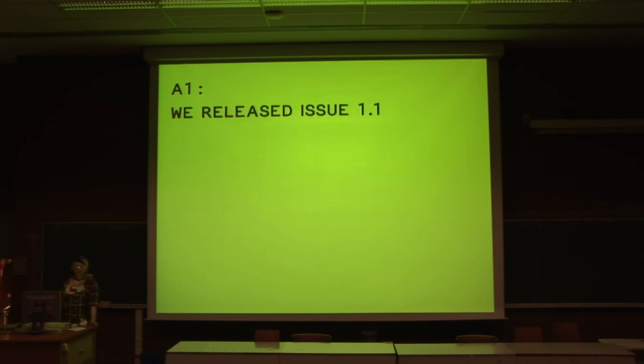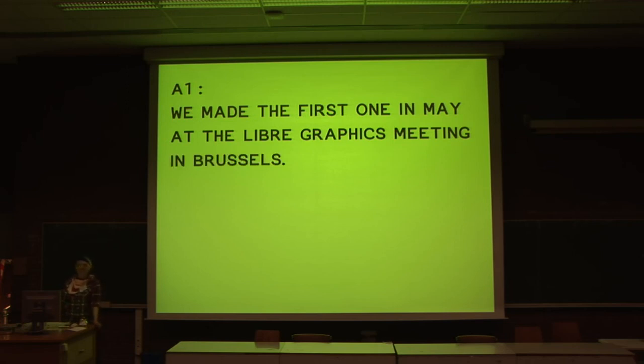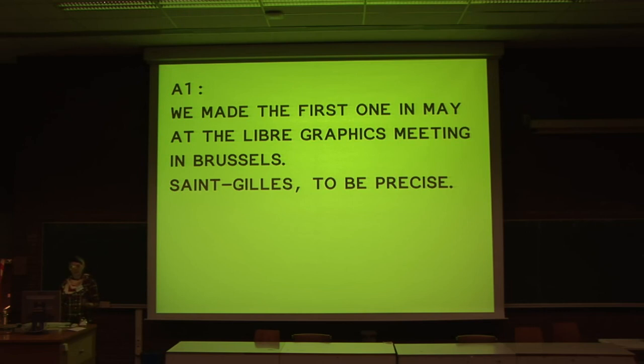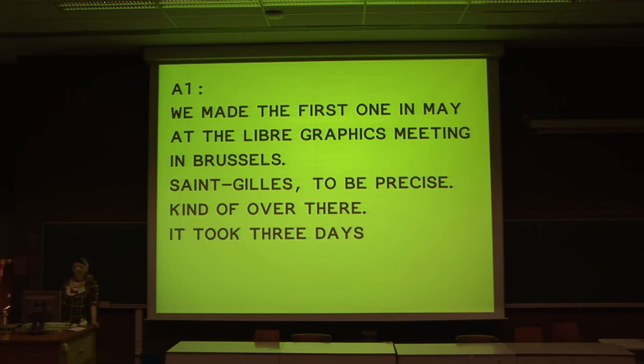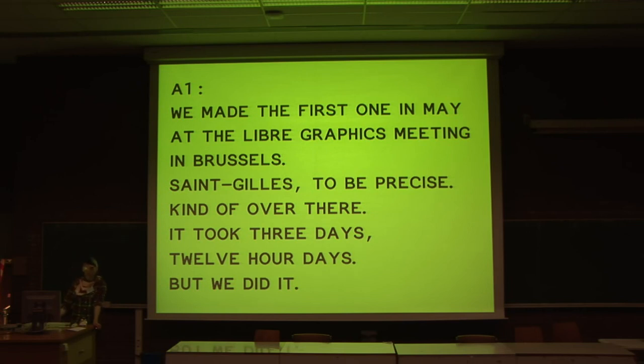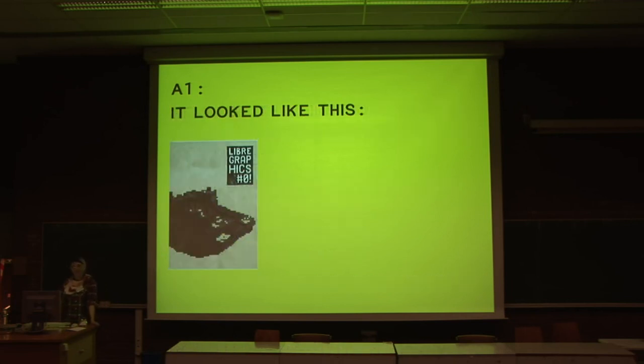So, we released issue 1.1 in November 2010. And while we call it 1.1, it's actually our second issue, because we made another issue in May at the libregraphics meeting in Brussels. Here, so to be precise, Saint-Gilles, which is sort of, I think, over that way. I don't know. So that one took us 3 days, 12-hour days, but we actually did do it. We created a small, sort of half of an A4-sized magazine that was the precursor to what you've just seen me holding up. We called that one number zero, and it looked like that.